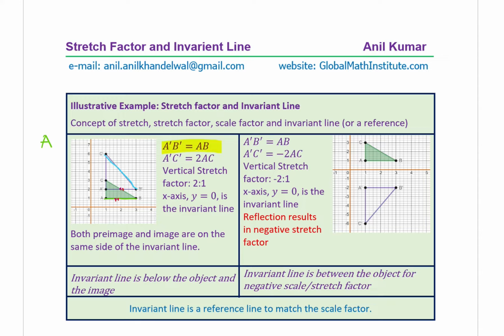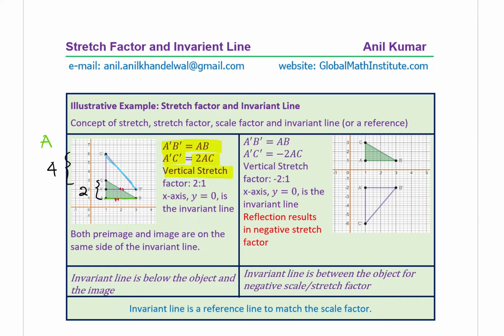However, the vertical side A dash C dash, the image, is twice the original side AC. This particular length in the original green triangle is 2 units. However, in the transformed triangle, the blue one, it is 4 units. This length here is from 2 to 6 in the graph, so that is 4 units. So basically, we see that there is a stretch factor of 2, right? This length has been stretched vertically by a factor of 2. So here what we notice is a vertical stretch by a factor of 2.